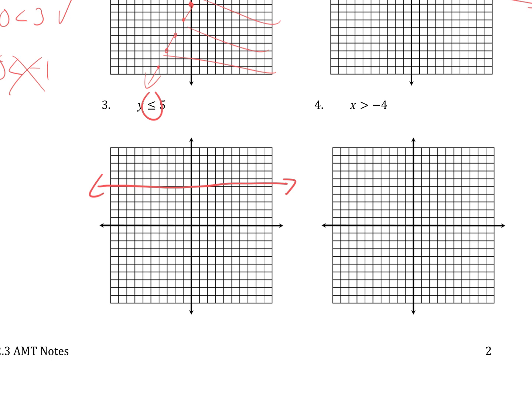It's equal to, so it's going to be solid. And it's less than, so it's going to be below. So we're going to do a solid line and shade below. We're going to shade like this. And down here is our answer.